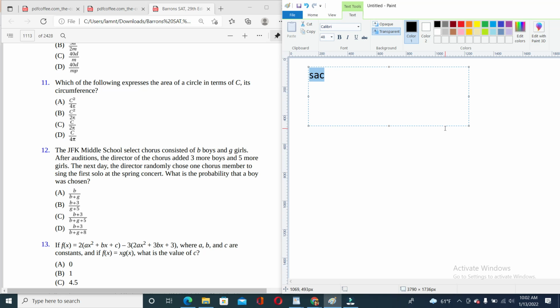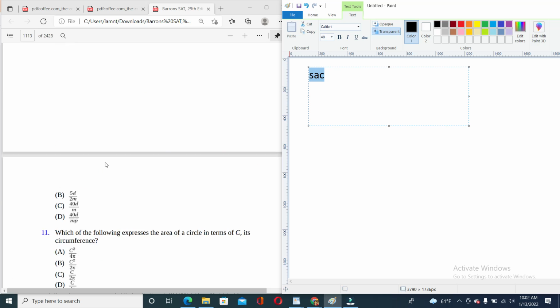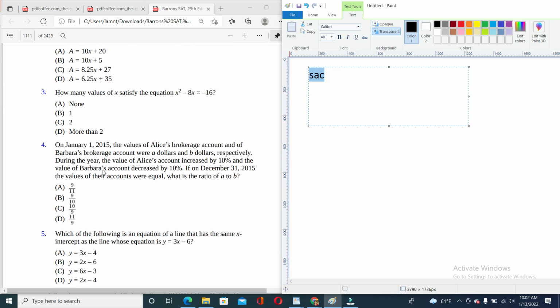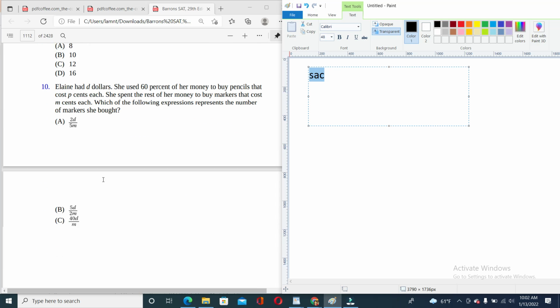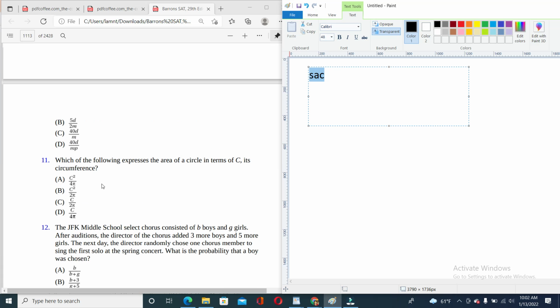This class we're gonna keep discussing section 3 of model test 3 of Barron SAT 29 editions. So it's gonna be the math section. Last time we have covered up to question 10.